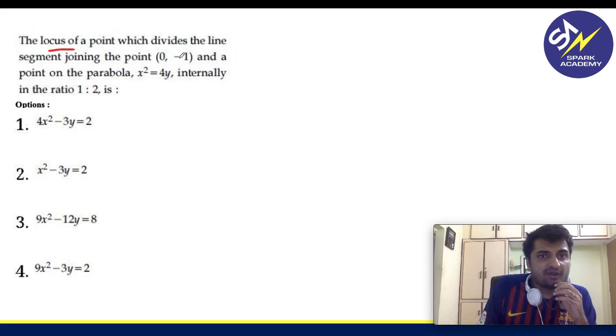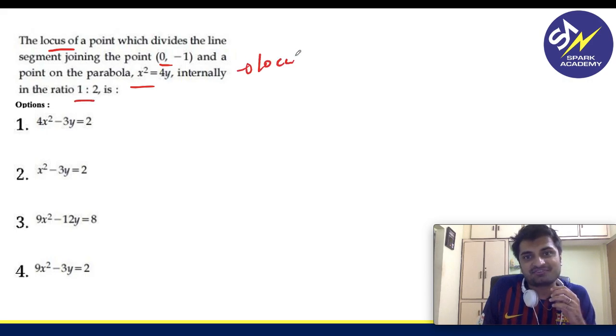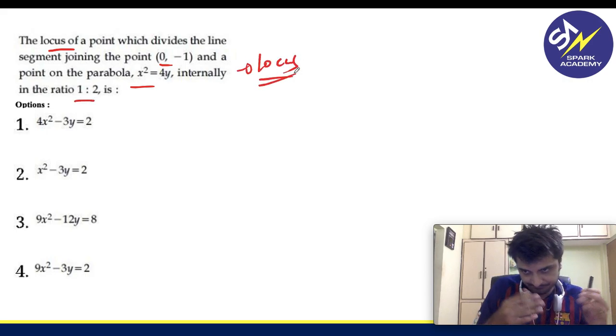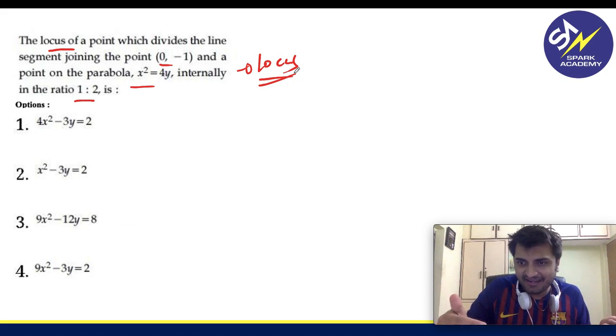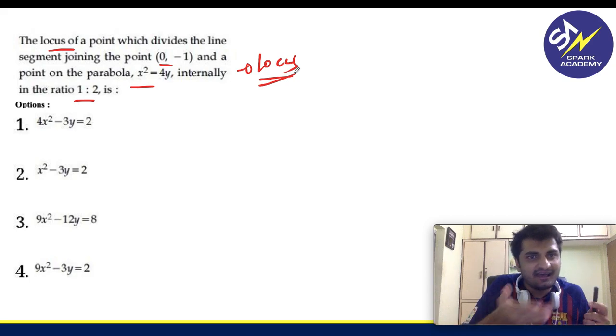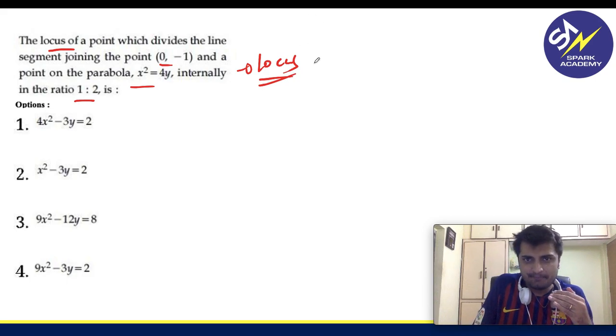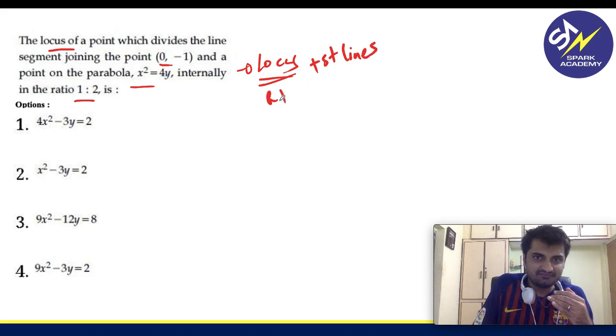Locus of a point joining the line segment on the parabola. Actually, this is a locus question, guys. It's not even a parabola question. When we do it, we'll get the explanation. So how do I know it is locus, right? I'm just seeing locus, right? I'm seeing ratio. So it is just a simple locus per straight lines. So I will do it as round 1 only again.